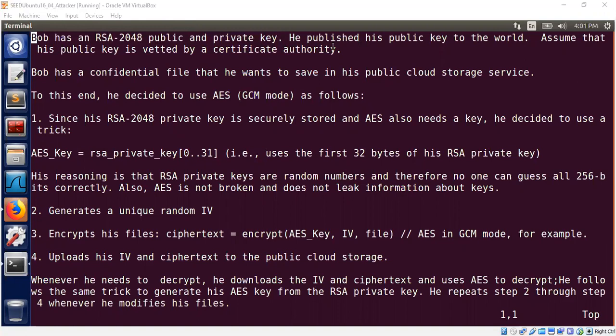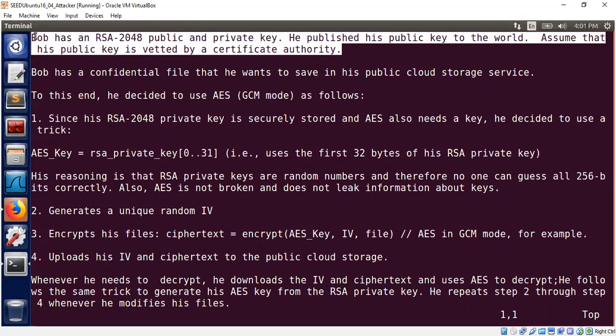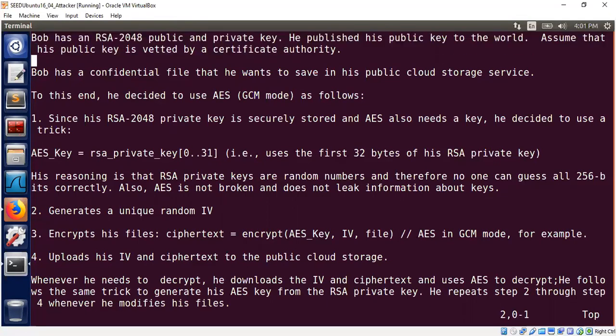Okay, that's the basic facts about the RSA. And the next part is Bob wants to store some confidential file in his public cloud storage service. So he wants to do it in an interesting way. He decided to use AES in GCM mode as follows.